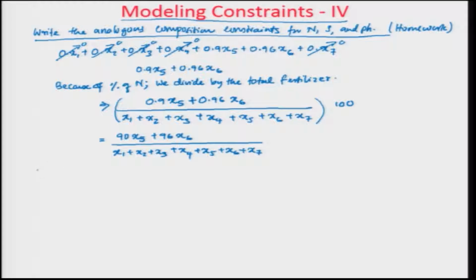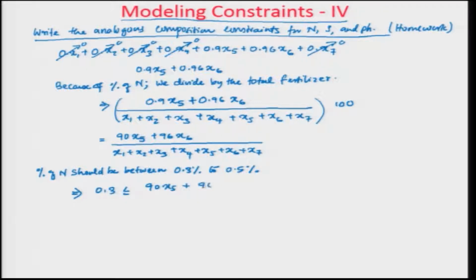And we know that the percentage of nitrogen should be between 0.3 percentage to 0.5 percentage. So this will give us 0.3 less than or equal to 90 x5 plus 96 x6 divided by x1 plus x2 plus x3 plus x4 plus x5 plus x6 plus x7 less than or equal to 0.5.